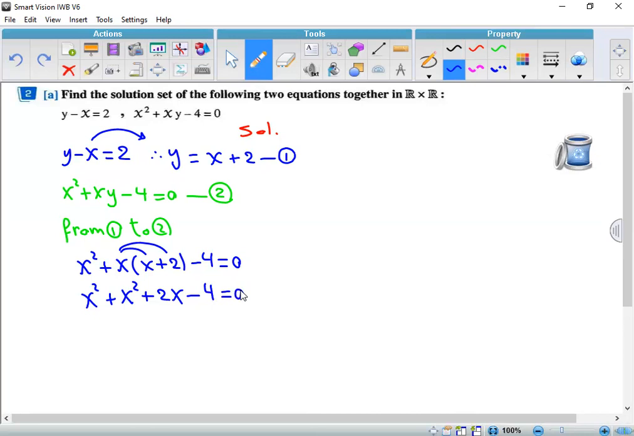x power 2 plus x power 2 equals 2x power 2, plus 2x minus 4 equals 0. We can divide it by 2. Every term can be divided by 2. Then I say x power 2 plus x minus 2 equals 0.